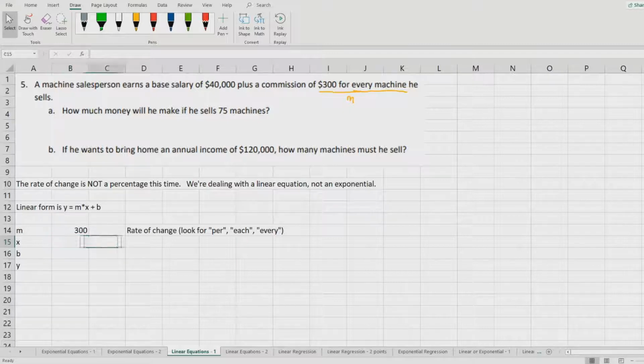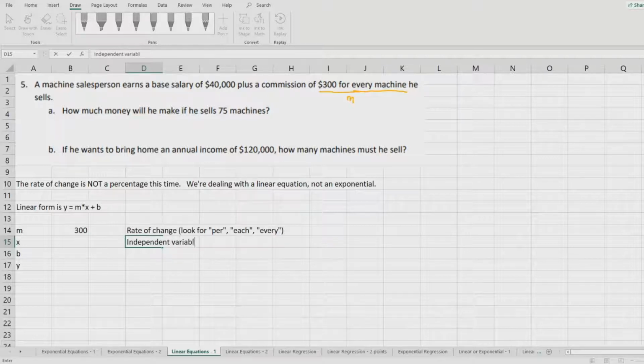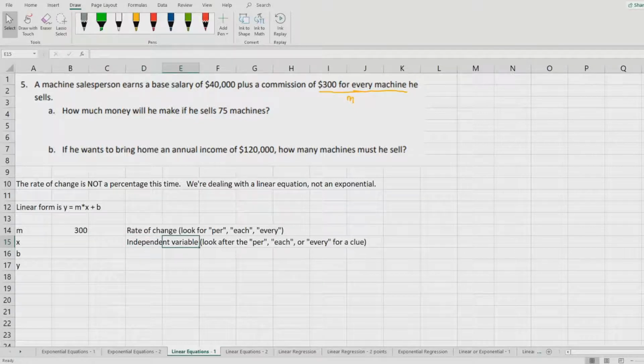Now for x, this is our independent variable. To decide what this is, we want to look after the per, the each, or the every. So that's going to give us a clue about the meaning of x. So I see that after the word every, we have the word machine. That tells us that the number of machines is going to be the x value. Let's write that down so we don't forget.